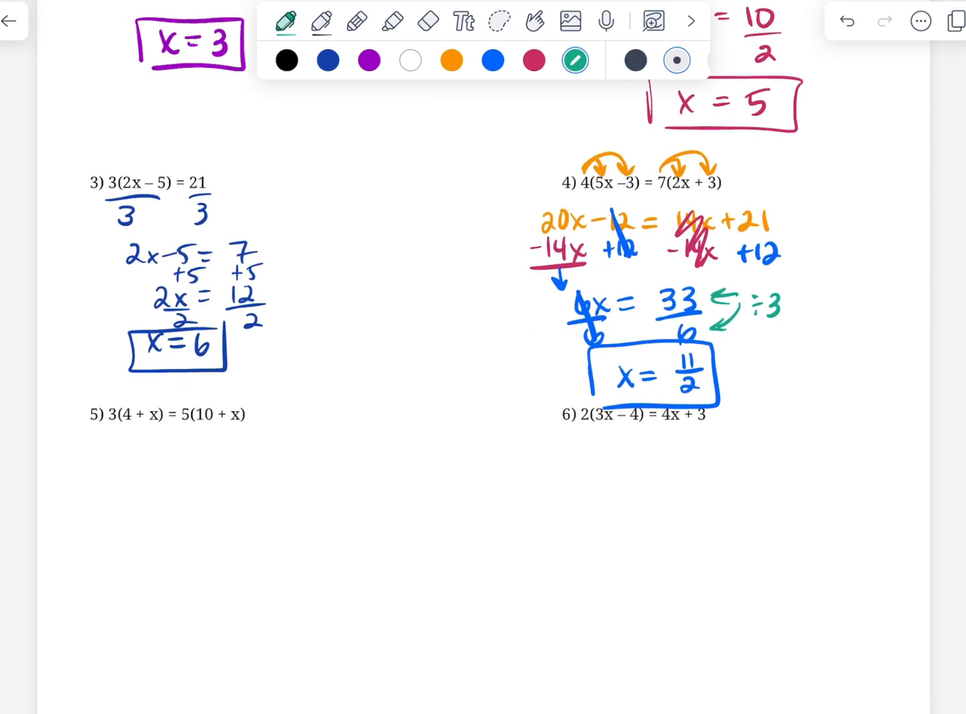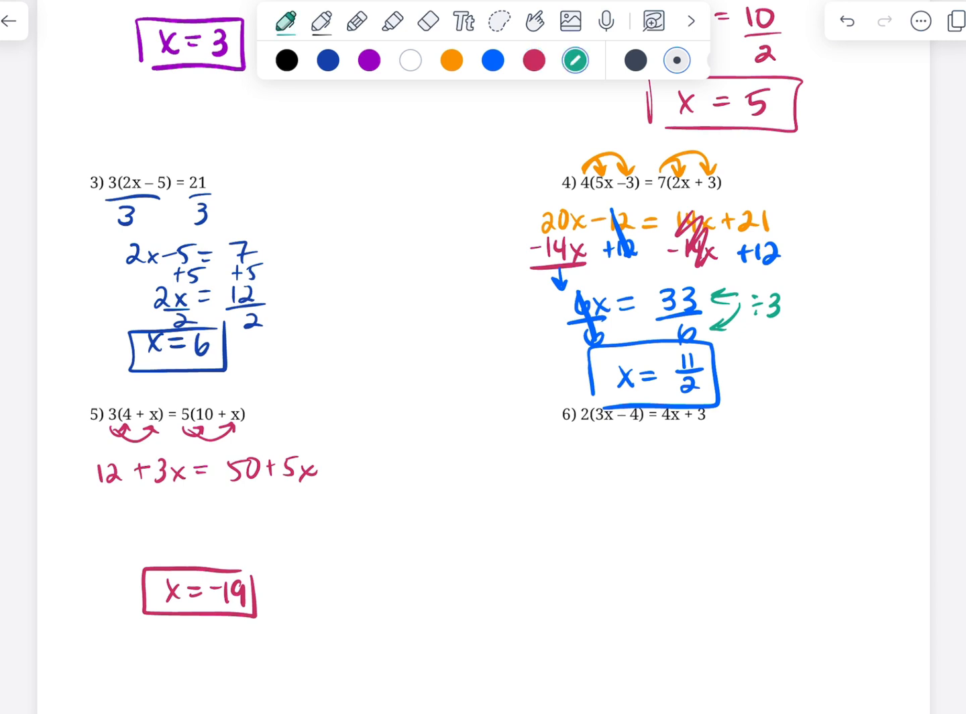It's all good. Okay, so number 5, very similar to 4 in the sense that there's some distribution happening. So we're going to get 12 plus 3x and 50 plus 5x. And then, if you're living right, you should have gotten x equals negative 19. Okay, I'm not going to show you all the work for that one. Your choice how you get to x equals negative 19, but you've got to distribute first.